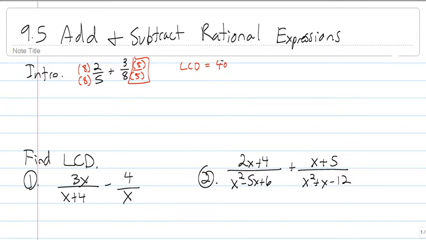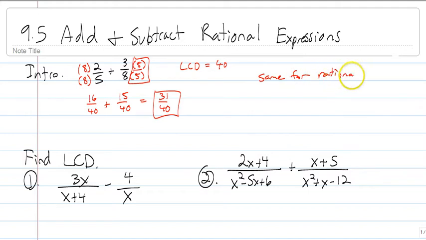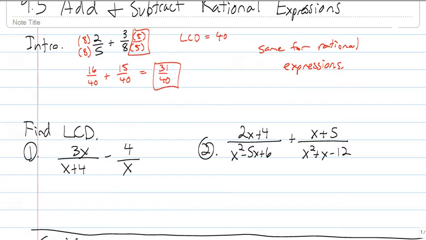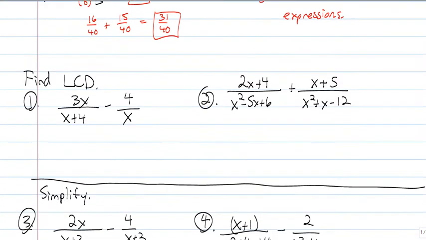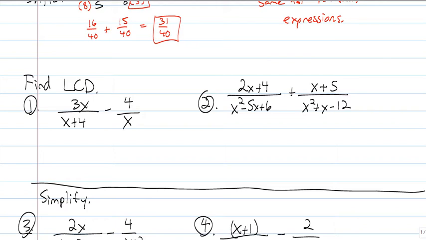So what I get is 16 40ths plus 15 40ths. So I get 31 over 40. That's my answer. So this is the same for rational expressions. So for these expressions down here, we need to find an LCD and then push them together. The first two, I only want you to find the LCD. So let's look at this.